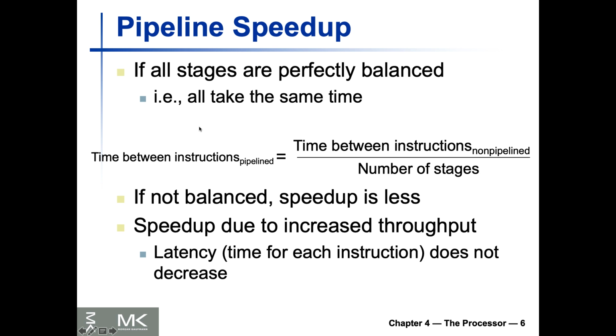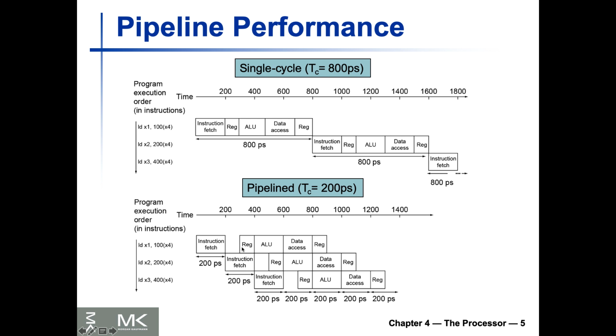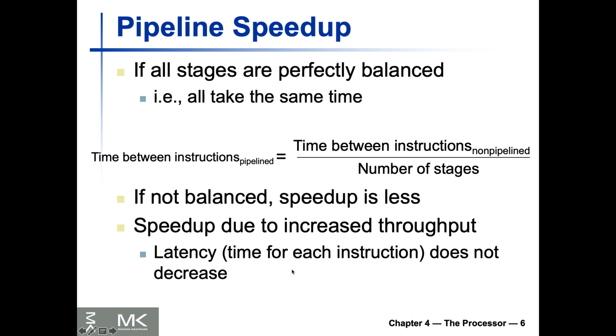Now let's see how we're going to calculate the pipeline speedup. If all the stages are perfectly balanced, if all of them take the same amount of time, then the time between instructions in a pipelined manner would take a fraction of the non-pipelined manner. And what was the fraction? It was the number of stages that you would have considered. We have 4 stages here, or 5 stages in RISC-V, so you would divide by 5. If they are not balanced, just like what you saw here, the speedup will decrease because you have to wait at some point for others to catch you up.